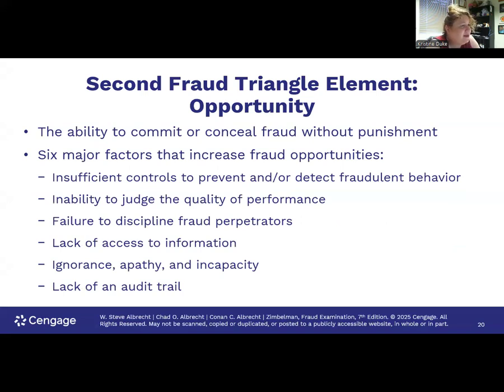Okay. Second fraud factor, we're looking at opportunity. So here are the 6 major factors: insufficient controls, inability to judge the quality of performance, failure to discipline. There we go. Discipline your fraud perpetrators. Lack of access to information, ignorance, apathy, and incapacity, and lack of an audit trail.